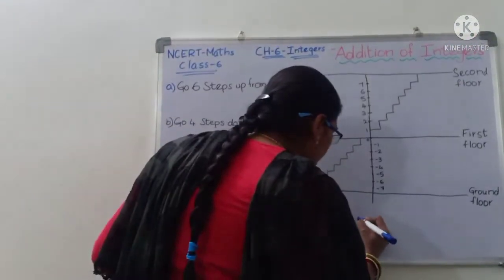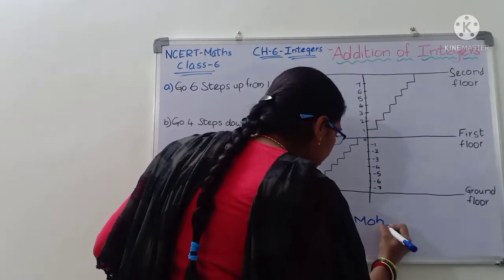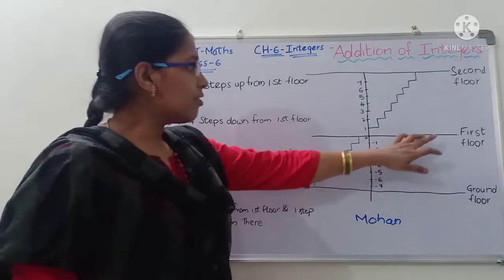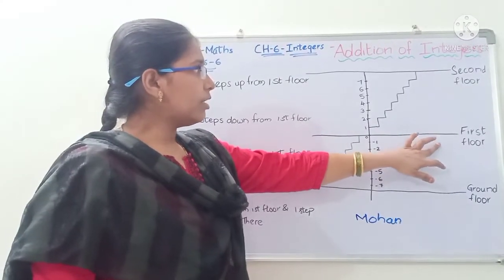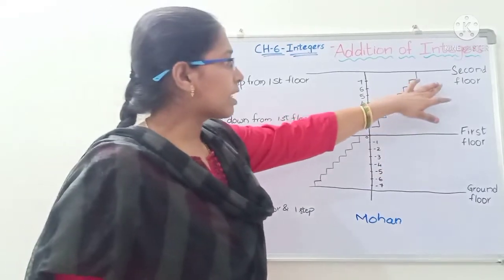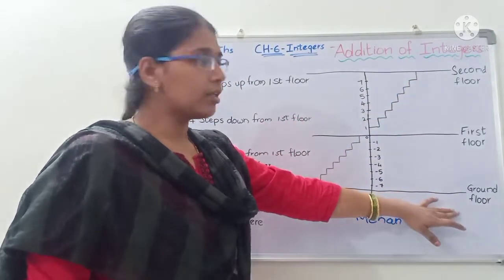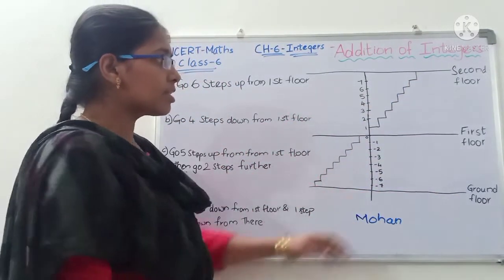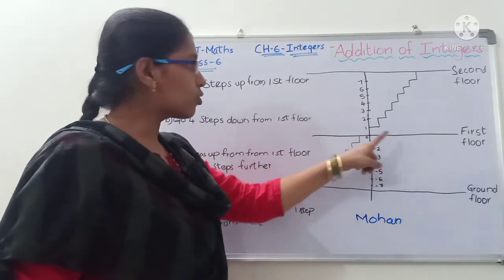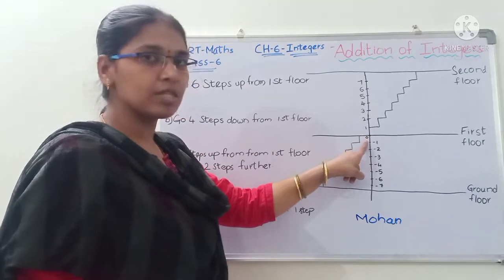Consider a boy, Mohan. Mohan stays in the first floor of a 3-floor building. You have the second floor, first floor and ground floor. Let's assume he stays in the first floor, right? So that point let's assume as 0.